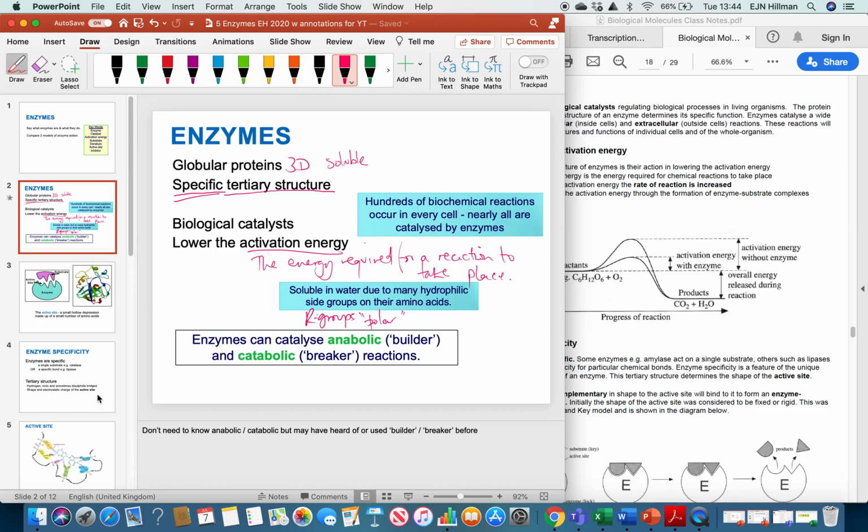Now, these two words, anabolic and catabolic, you don't need to know them, they're not on the specification, but you may have heard of them. And they summarize really the types of reactions. So some enzymes catalyze anabolic reactions, i.e. taking smaller molecules and making them into larger ones, whereas other enzymes do the opposite. So they take larger molecules and make them smaller. Like I say, you don't need to know those, but you may be familiar, or you may have read those terms round and about.